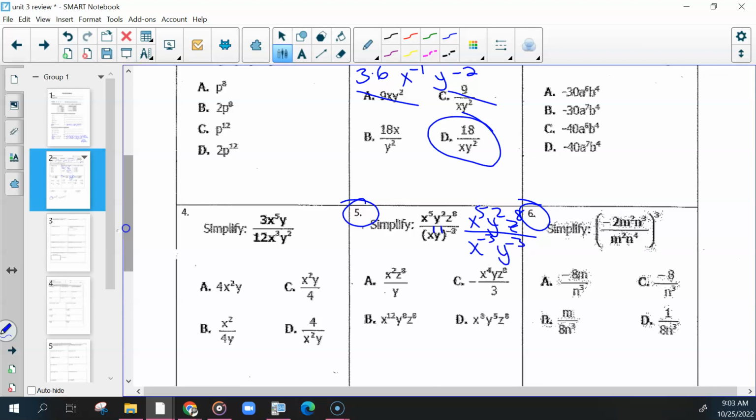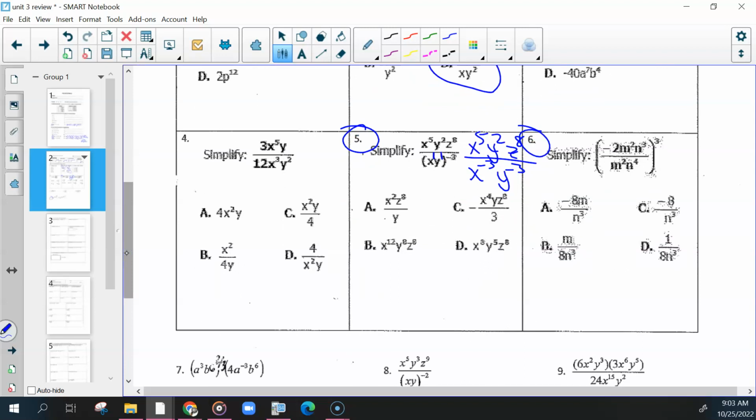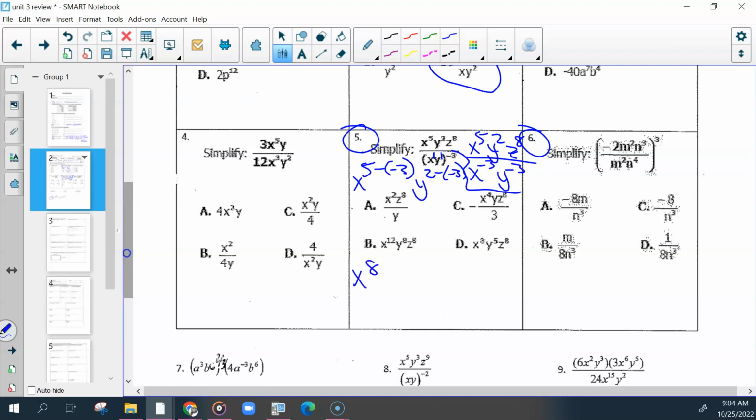Then we have like bases, x and y. So we are subtracting, even though these are negative, we're still subtracting. So x to the 5 minus a negative 3, and y to the 2 minus a negative 3. What would those two new exponents become? Be careful, because this is minus minus. 8 and 5. And the z would stay the same. So D. Questions on that one?